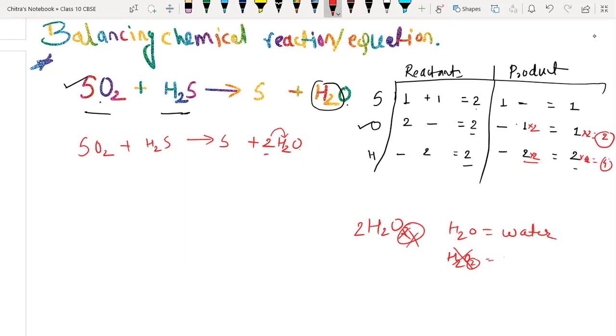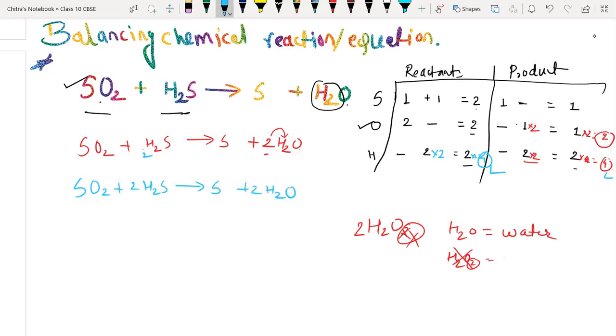But on the product side we have only 2. So in the next step, which I'm going to write in blue ink, we have to multiply by 2 over here, so it will also get multiplied. So the total number of hydrogen will become 4. So now 4 and 4, hydrogen is balanced. On the product side here we have to multiply by 2 also. So in the next reaction, SO2 plus twice H2S equals S plus twice H2O.